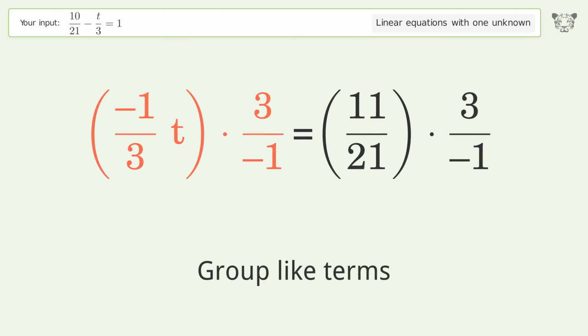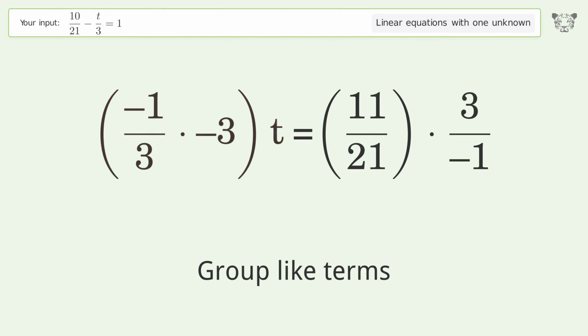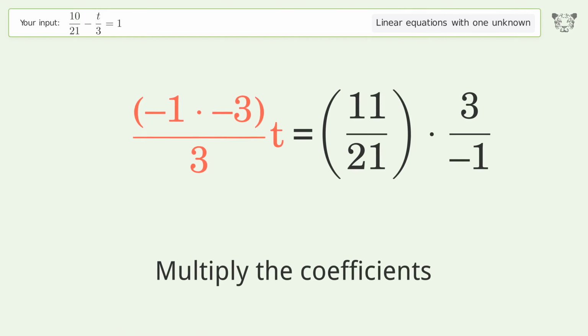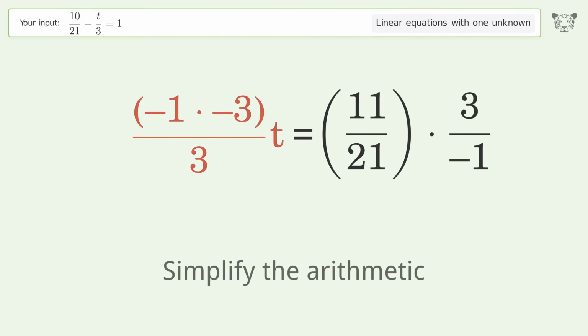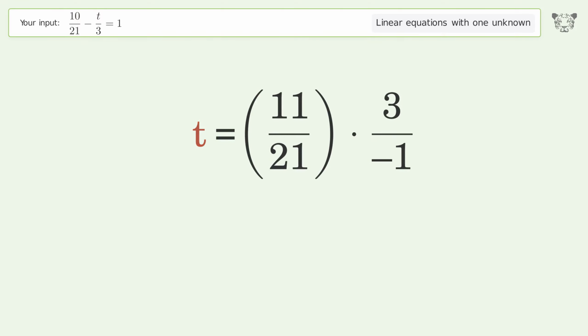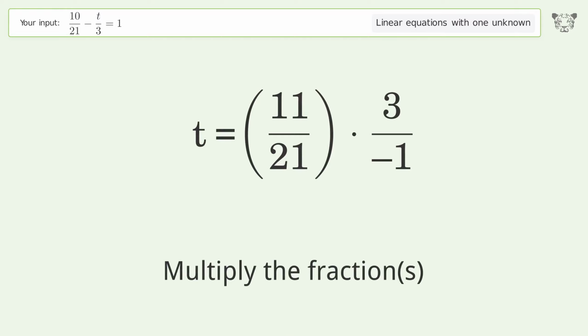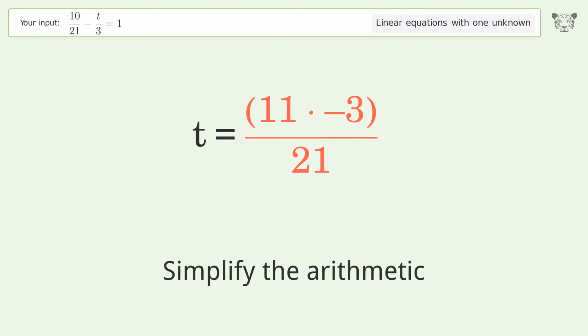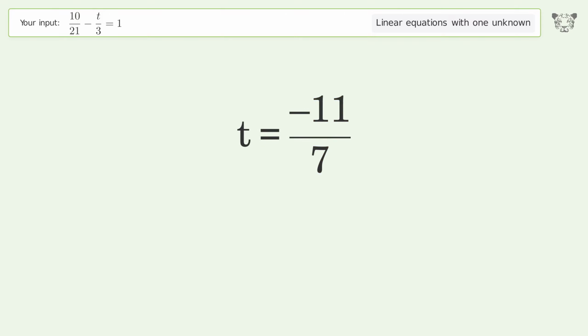Group like terms. Multiply the coefficients. Simplify the arithmetic. Multiply the fractions. Simplify the arithmetic. And so the final result is t equals -11/7.